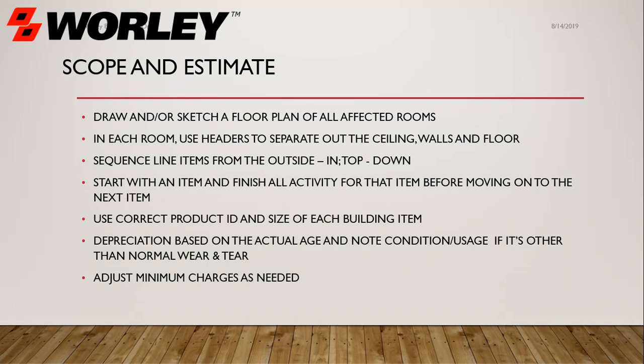Okay, so now we're going to scope and estimate. This is, again, pretty basic, but you want to start where the water discharge came from. Start in that room and then work your way out to where the water went. Don't just start in any room, but start where the water damage started. And then in each room, a good way to do this is to separate and outline the ceiling, the walls, the floors in your estimate, so everybody knows what is wet, what was damaged, where things happened.